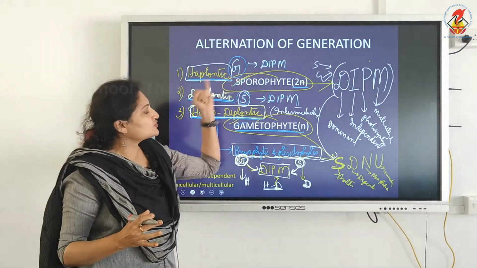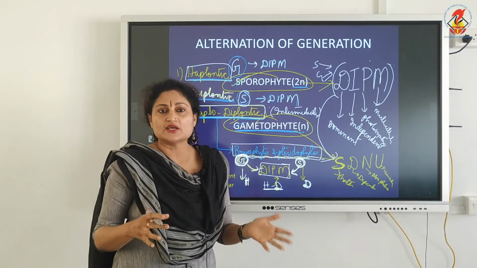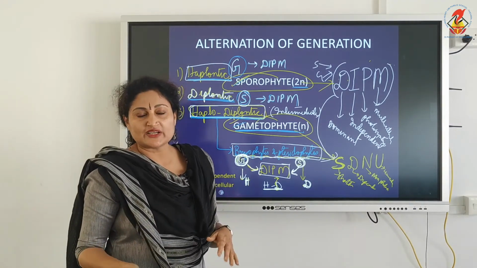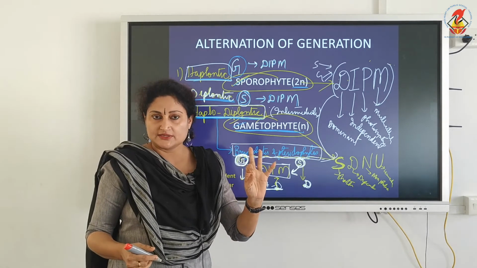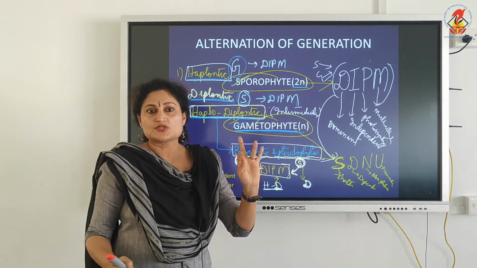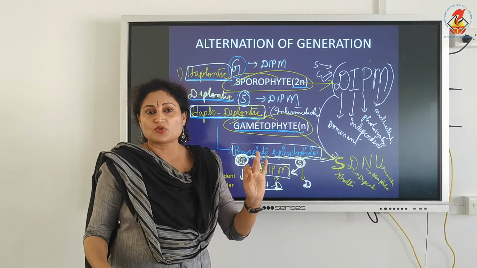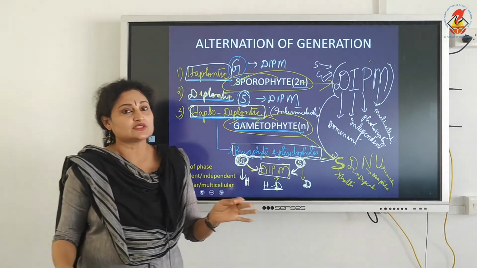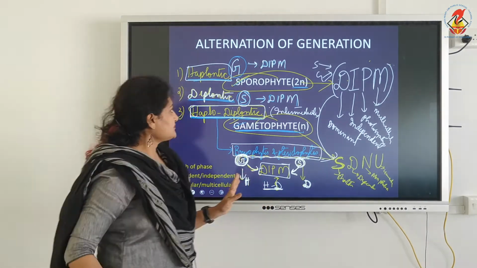So, I hope you have understood from this slide alternation of generation. There are two generations, sporophyte alternating with gametophyte. Remember the difference between the sporophyte and the gametophyte. The sporophyte is diploid, gametophyte is haploid. The sporophyte produces the spores, the gametophyte produces the gametes. The sporophyte produces the spores by meiosis, the gametophyte produces the gametes by mitosis.